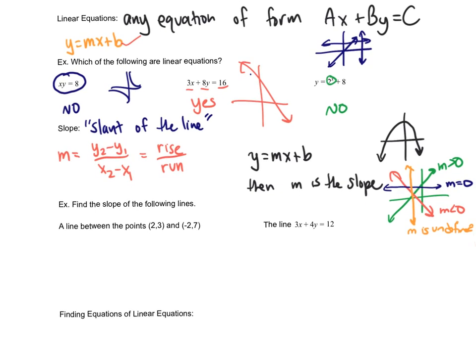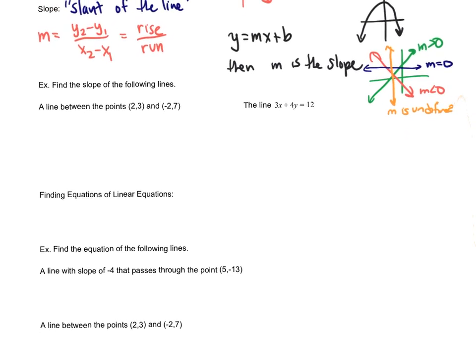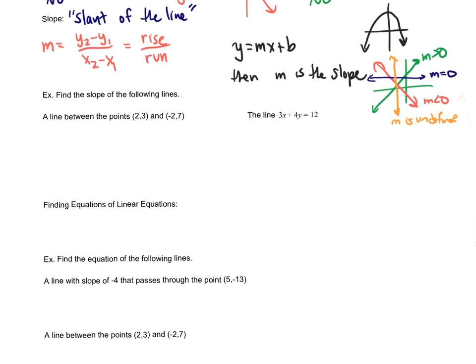So let's do a couple examples where we're finding the slope. So the first one says, find the slope between the 2 points. So essentially here we have 2 points. We'll call this point x1 and y1, and this point x2 and y2. Now that's just arbitrary. You could switch those if you'd like. But remember, the slope is going to be y2 minus y1 over x2 minus x1.